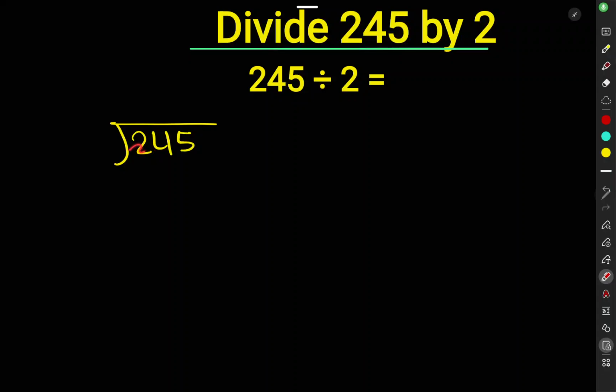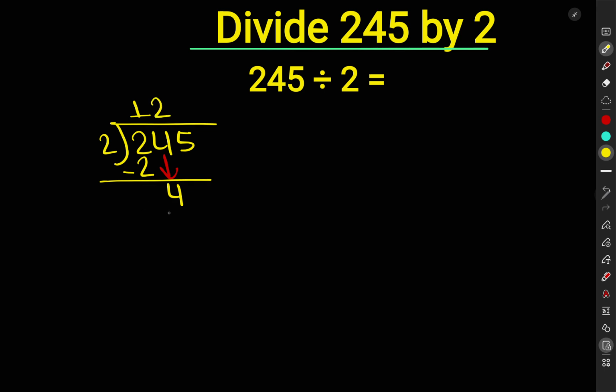We divide 245 by 2 in the long division method. So 2 times 1 means 2. On subtracting we get 0. So now we put down the number beside this 4 and we remove this 0.